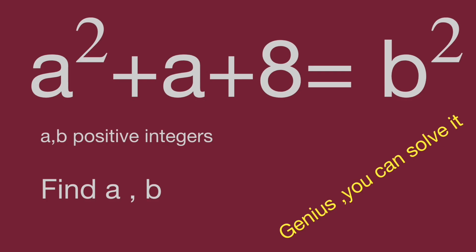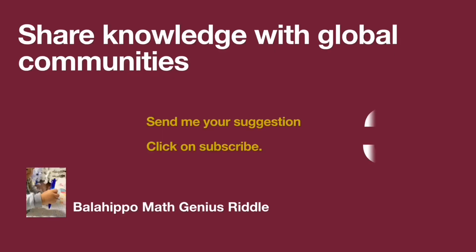The equation is a squared plus a plus 8 equals b squared, and a, b are positive integers. Find the values of a and b. Would you find the values of a and b on your own, if you are interested? Pause the video and give it a try while you are ready. Keep watching the video to find the result.